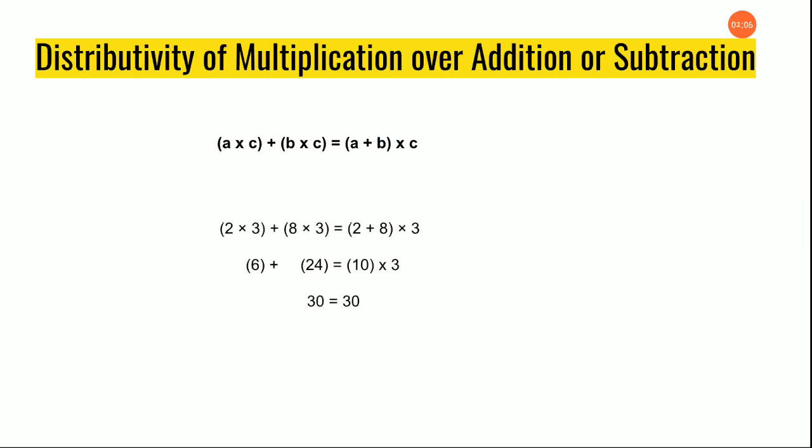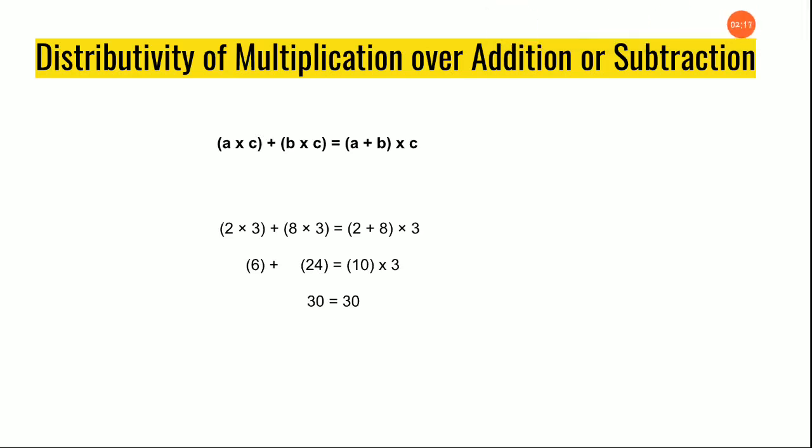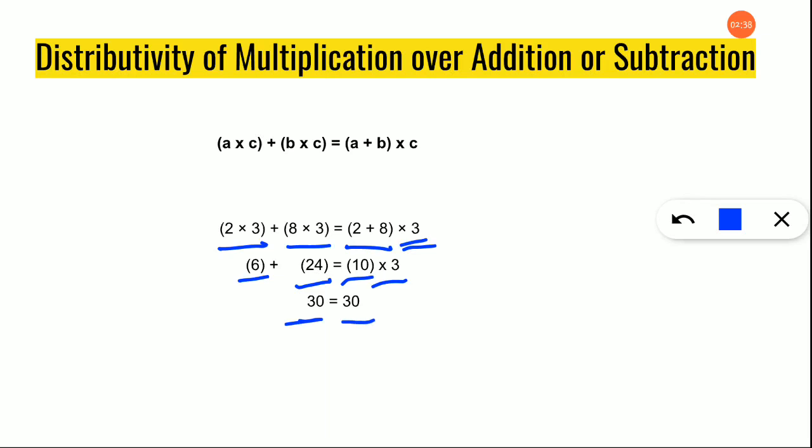Now, look at this: 2 into 3 plus 8 into 3. You are going to group this 2 and 8. So, this 2 and 8 is going to be grouped and then into 3 is remaining outside. Okay. So, when you are multiplying, 2 into 3 will give you 6 and 8 3s are 24. 8 plus 2 will be 10 and multiplication of 3 here. And then 6 plus 24 will give you 30. Same way 10 into 3 will also give you 30. So, can we say that distributive of multiplication over addition is satisfied here?